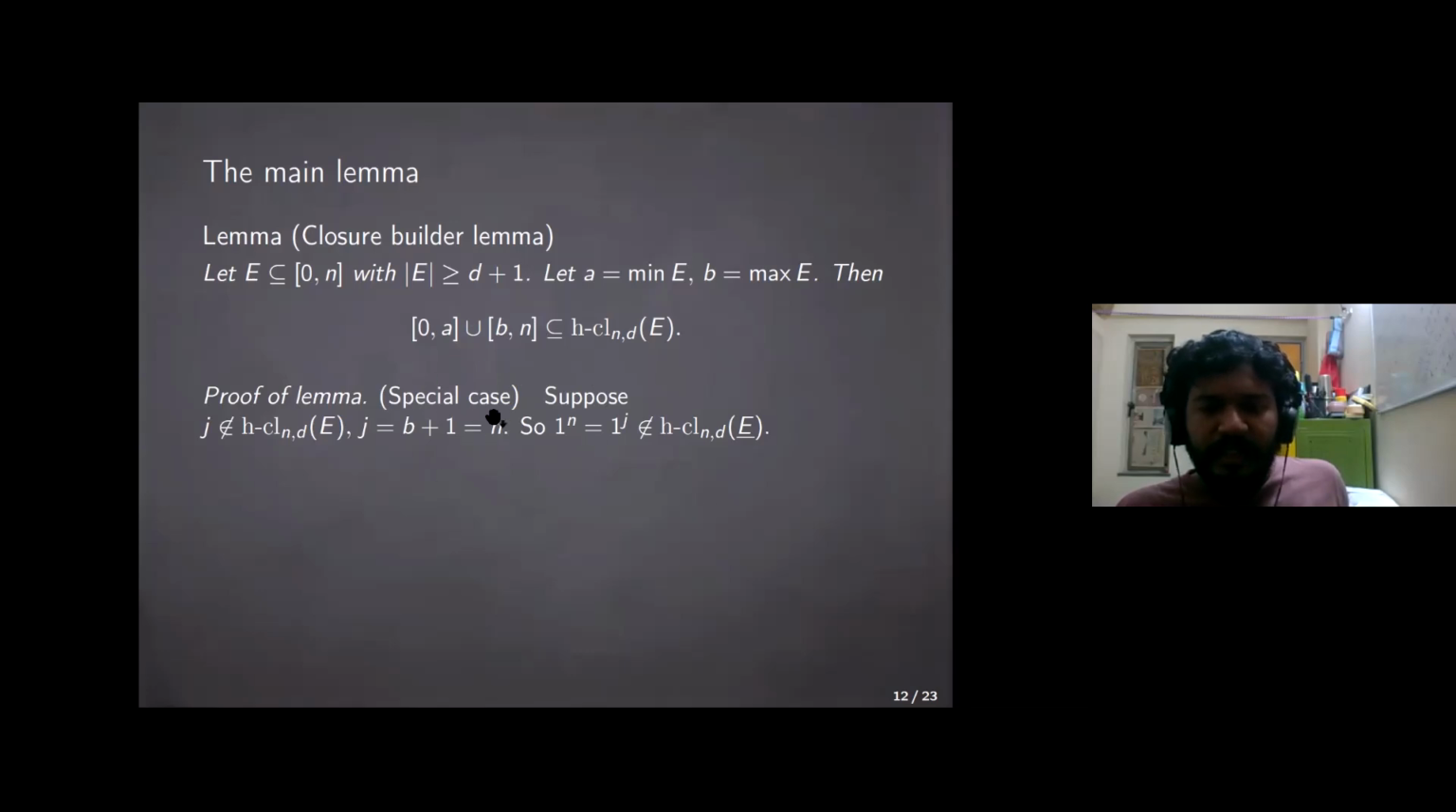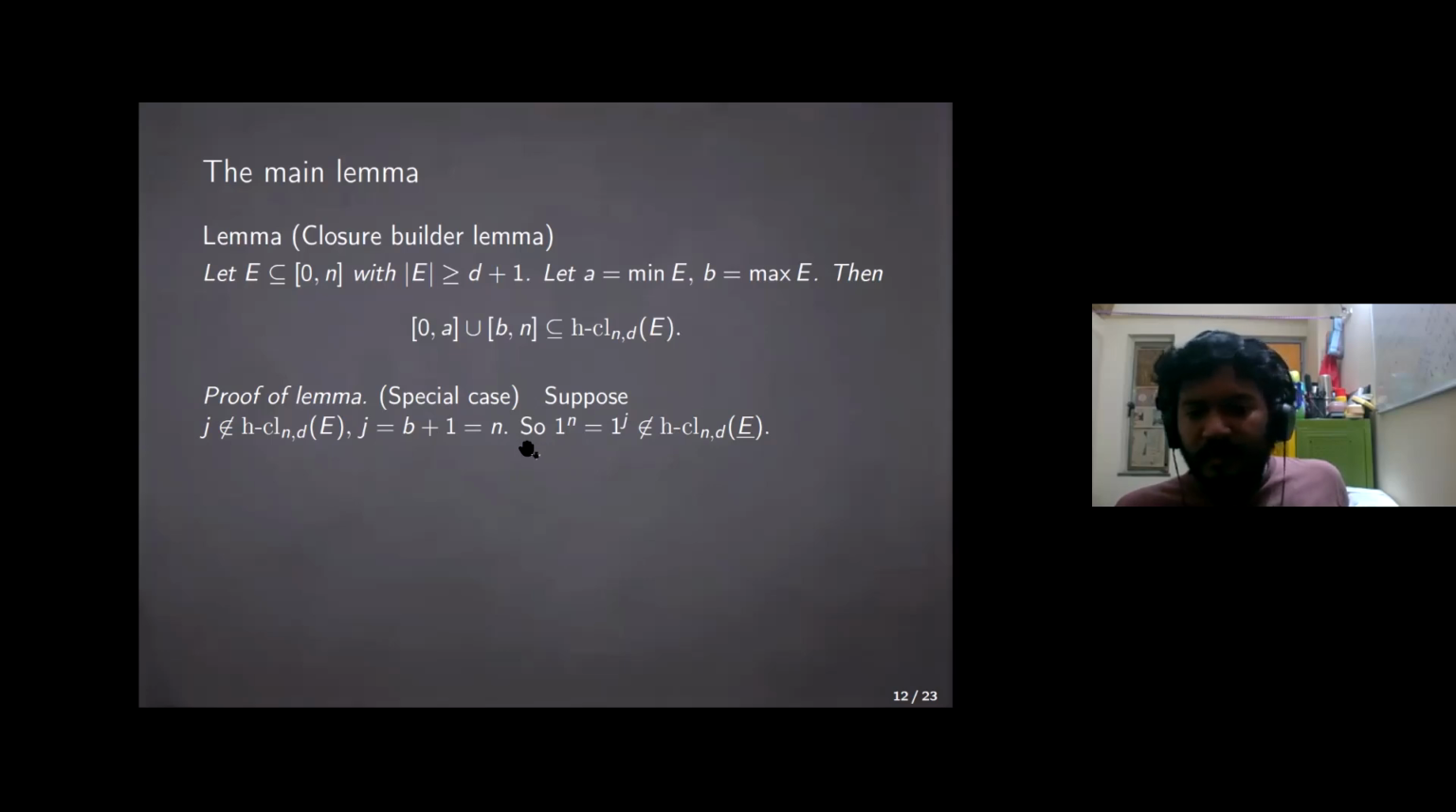So it turns out that I need to prove only one special case. Let me start with an element to the right of E, which is possibly not in the closure. I claim that everything to the right of E is in the closure. That's what I mean when I say [J, n] is in the closure. So suppose there is a J that's not in the closure of E, and the special case I take is J equal to n. That's enough. The rest of the proof can be reduced to this case.